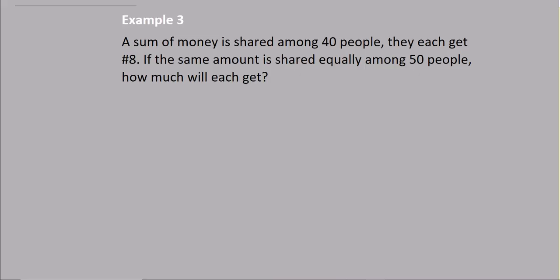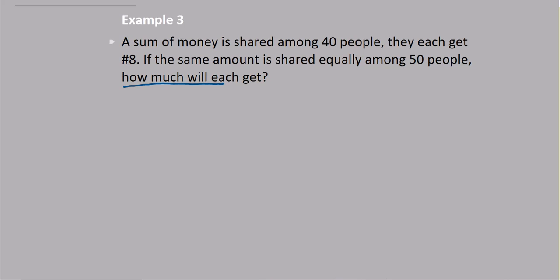So you see, at this point, you're already getting the whole information about this. So question, this last example says a sum of money is shared among 40 people. They each get 8 naira. The same amount is shared equally among 50 people. How much will each get? So how much will each get, the amount they will receive?